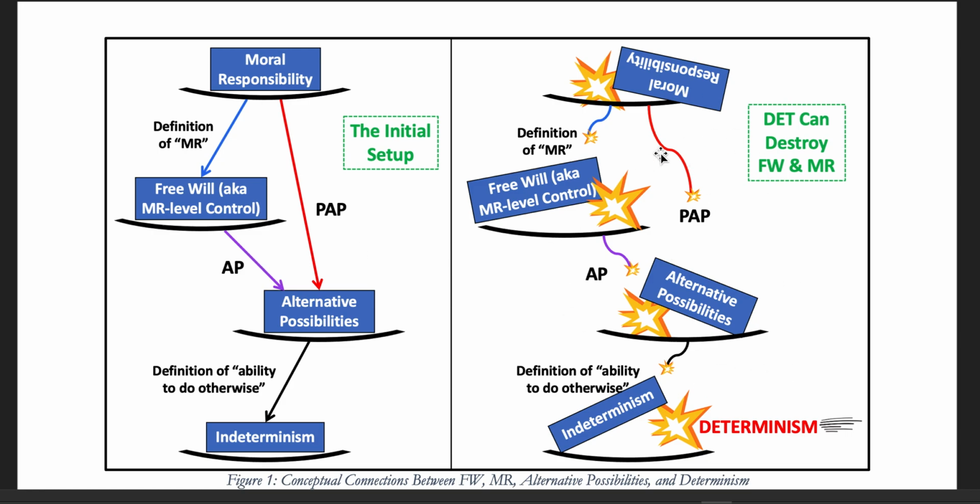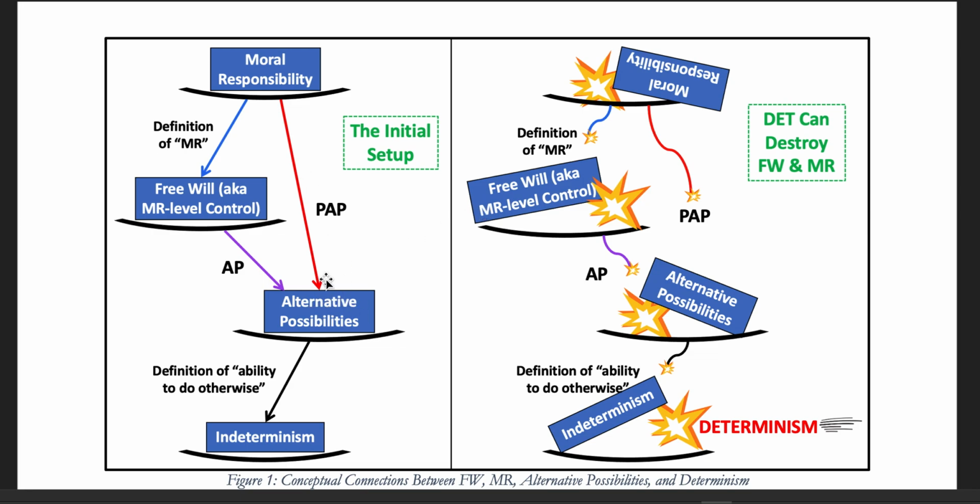Now, why does this matter? Again, this is the why-this-matters part. Because then determinism destroys everything. If you have indeterminism here at the bottom, because indeterminism is needed in order to have different possibilities, an open future, well, then once determinism comes in, it blows up indeterminism, obviously, which blows up the ability to do otherwise. Determinism coming in destroys the alternative possibilities. It destroys the ability to do otherwise. And since those were connected to here, that's going to trickle up and destroy free will, which is also going to destroy moral responsibility.